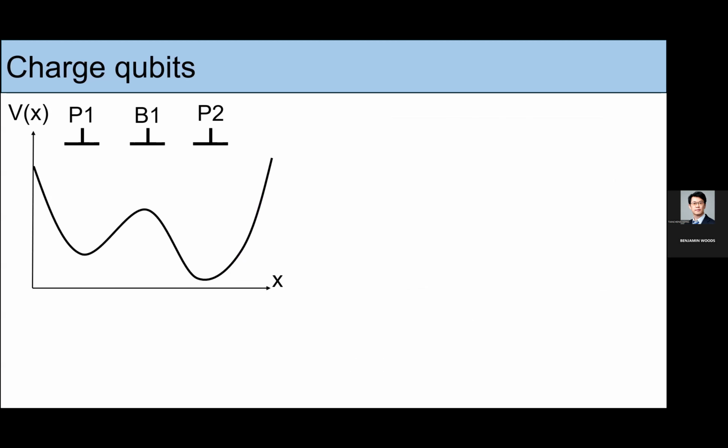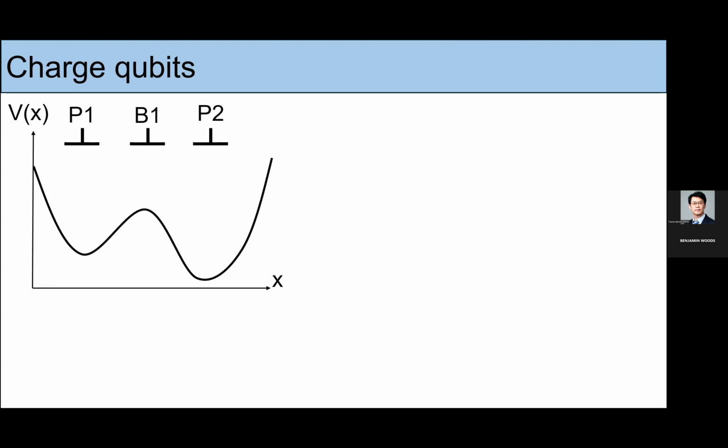Okay, so even before talking about spin qubits, I think it's motivating to talk about a different type of qubit that you can define in these gate-defined semiconductor quantum dots. Namely, charge qubits, right? Where we're not going to encode our quantum information with spin states, but rather in charge degrees of freedom.